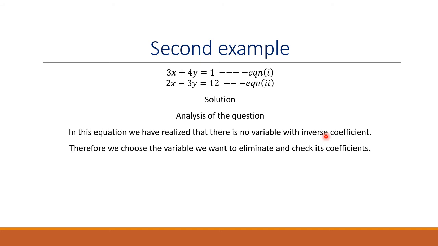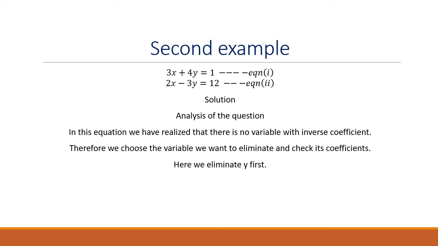We are going to choose the variable we want to eliminate and check its coefficient. So which one do we want to eliminate here, y or x? Before we took y, so let's stick to this one here. So let us take y. The coefficient of y in the first equation is 4, and the coefficient of y in the second equation is negative 3.